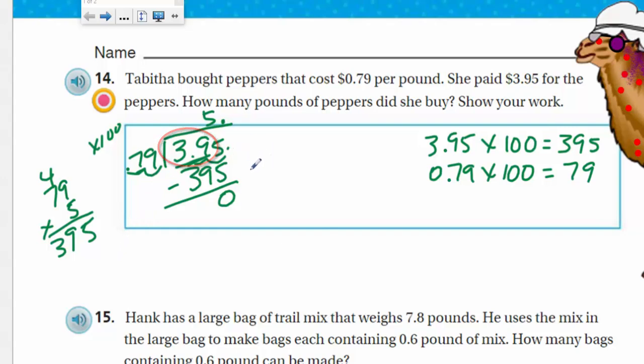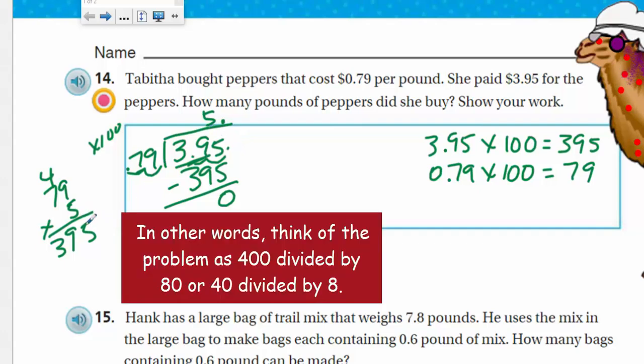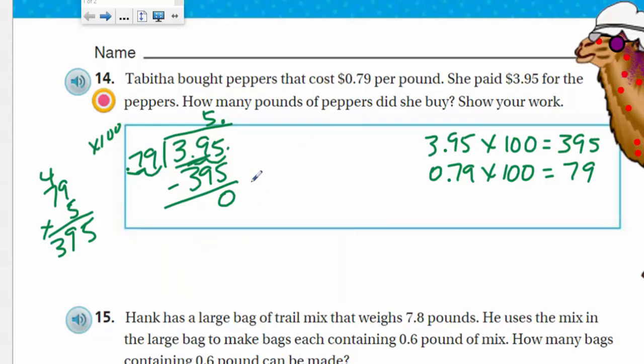So we end up with 5 and we get 395. Not much to check our work because that's exactly what we did here already. So that's it, my friends. Yes, we showed our work, we showed our understanding.